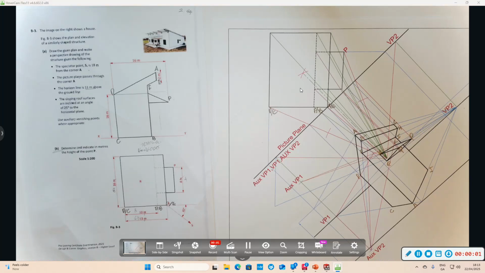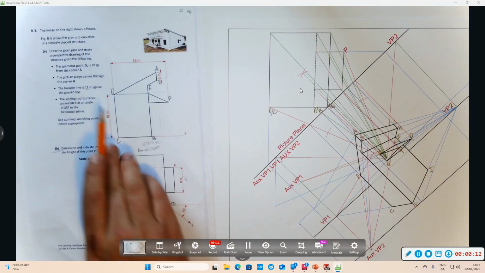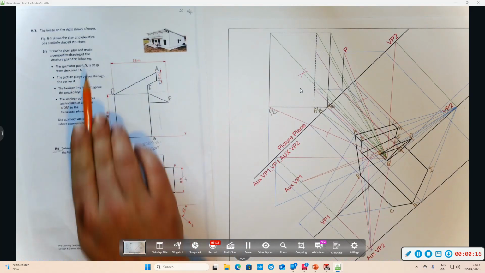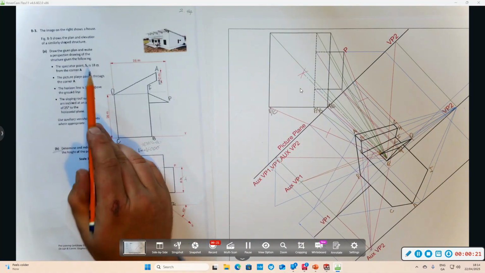Okay, welcome to this DCG video on the DEB Mock QB3 2025 exam. So we've got the plan and elevation of a similar structure to this house. We have to draw the given plan. It says nothing about the elevation. And make a perspective drawing of the structure given the following information.